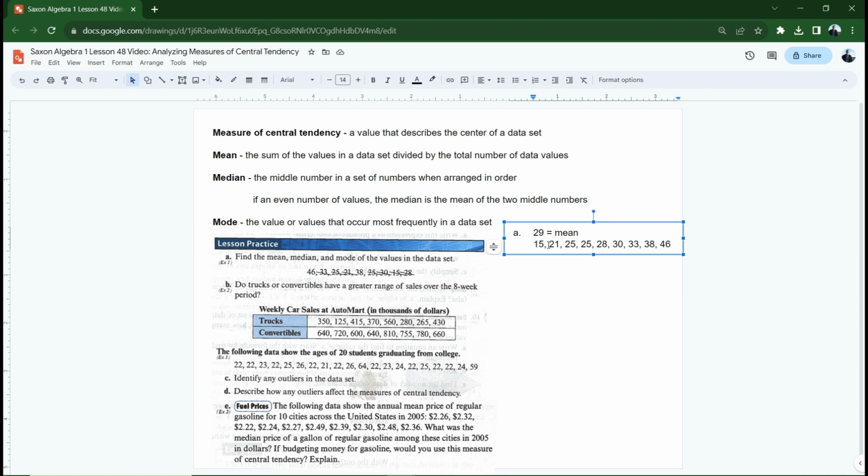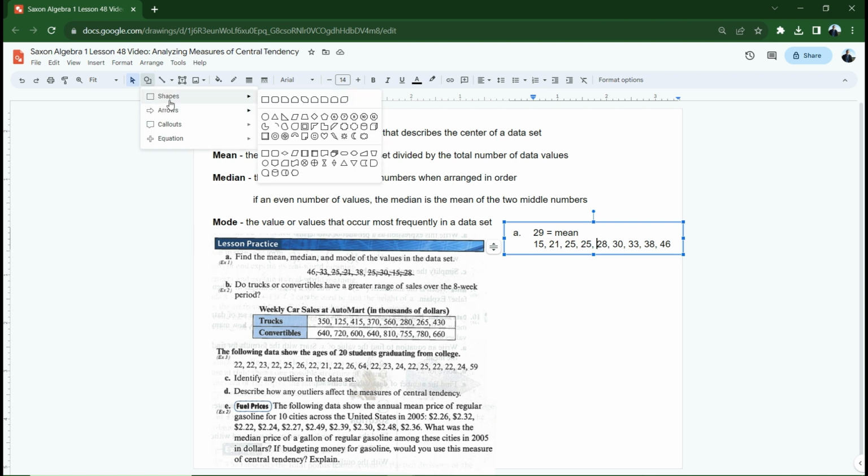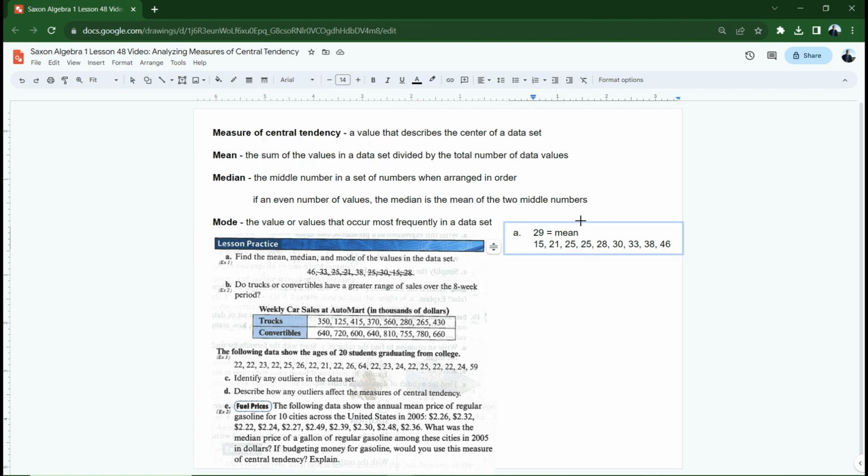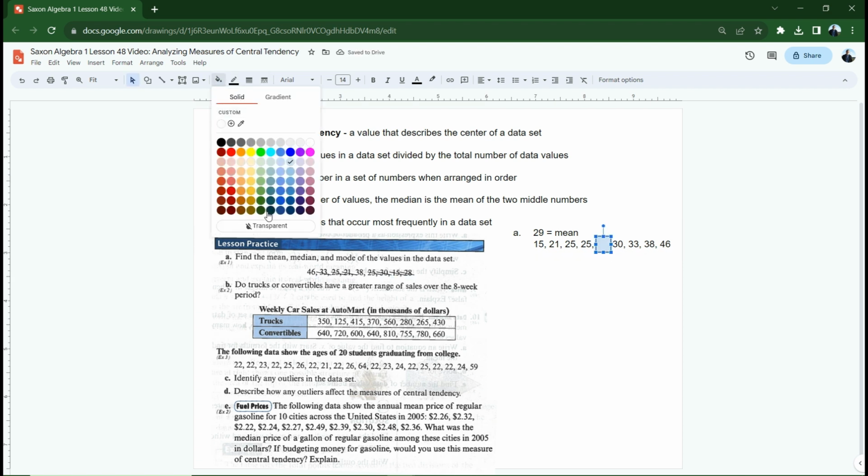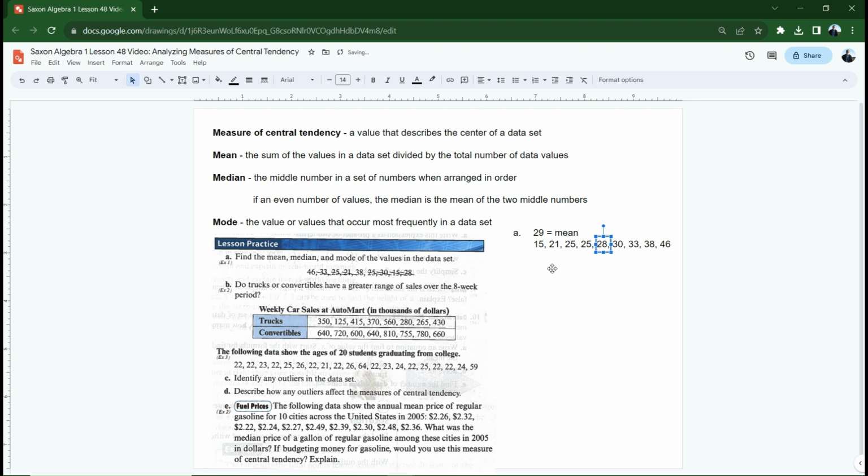All right, now I've got my numbers listed from least to greatest. Because I have 9 total numbers, the middle number is going to be the fifth one, because there are 4 numbers above it and 4 numbers below it. So I'm just going to put a box around that middle number. That is my median. So 28 is the median for this set of data.